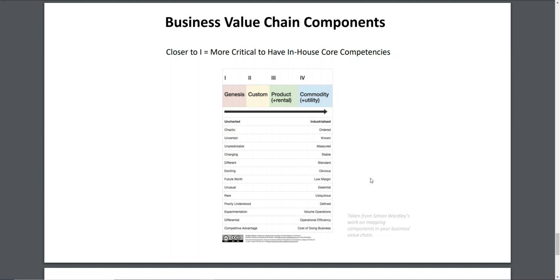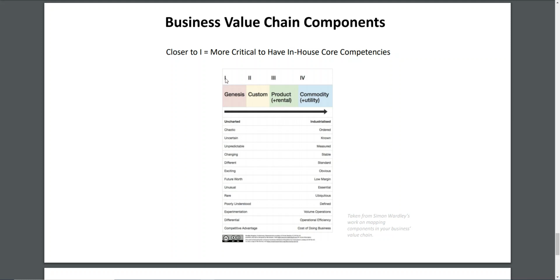Otherwise, they would have never chosen the customization because it's not really creating differentiation or delivering value. This is taken from a guy named Simon Wardley, I think is how you pronounce it. It's mapping components in the business value chain. He talks about how, if you look at e-commerce as a whole, or B2B e-commerce, there is a lot of productized stuff out there.